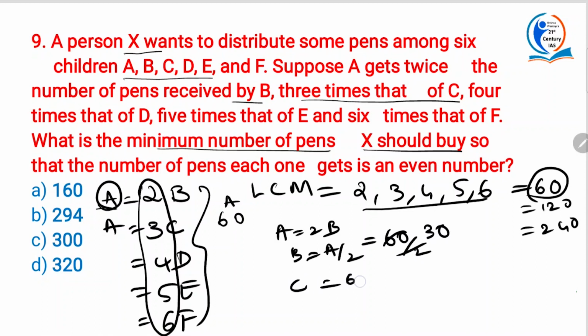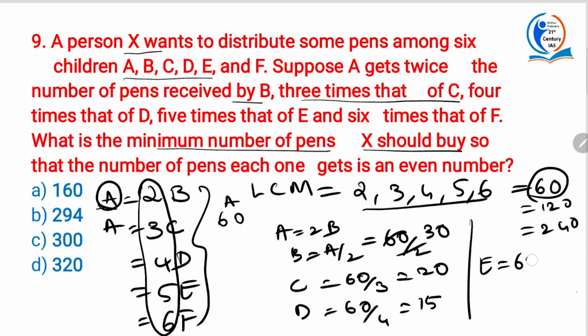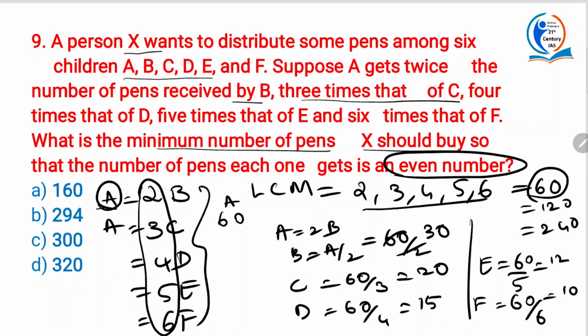Likewise, C will have 60 by 3, that is 20 pens. D will have 60 by 4, that is 15 pens. E will have 60 by 5, that is 12 pens. F will have 60 by 6, that is 10 pens. Alright. However, there is a condition given that it should be an even number. The number of pens each fellow has should be an even number.